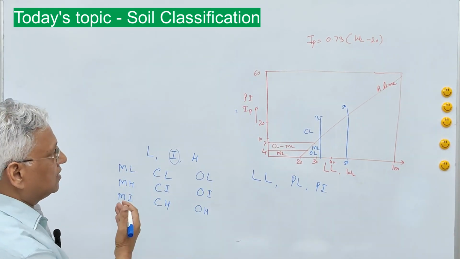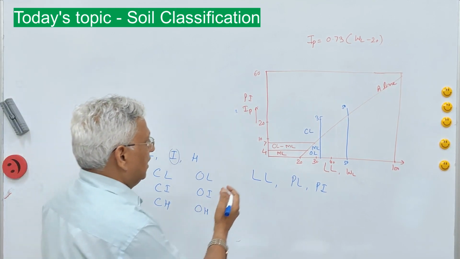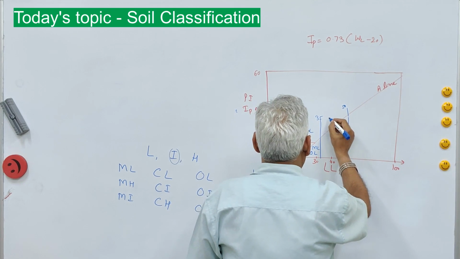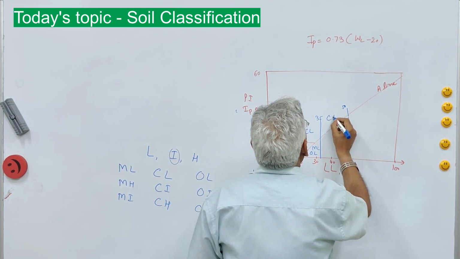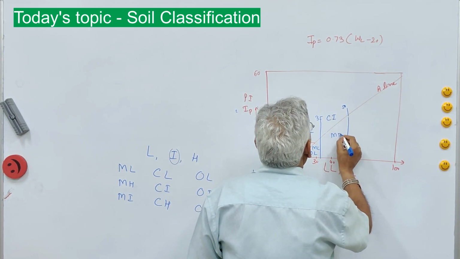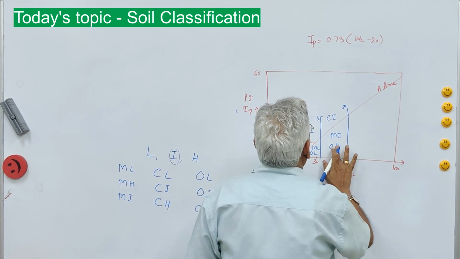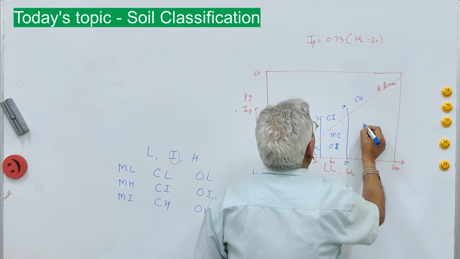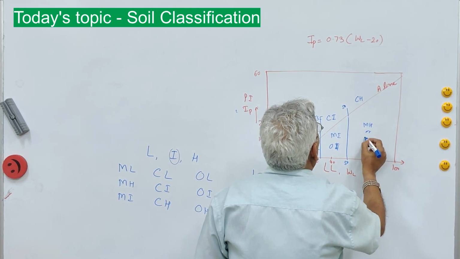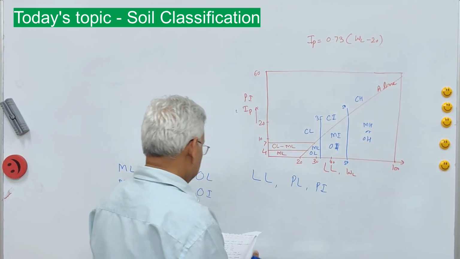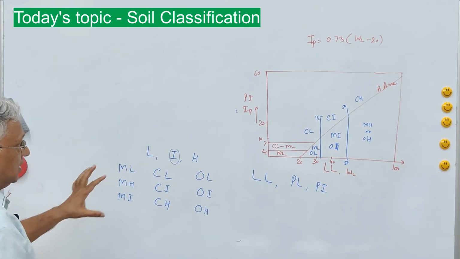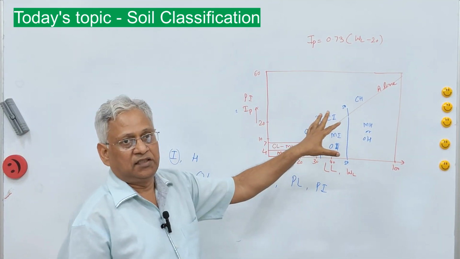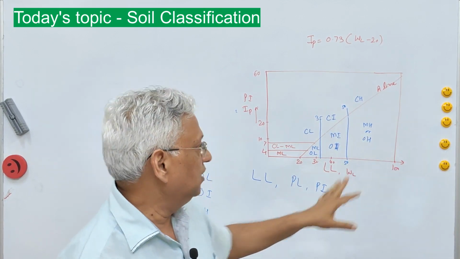If liquid limit is less than 35, and if it is 35 to 50, then this is the I group. So this will be CI, MI or OI. And here it is high compressibility, MH or OH. So see how these points are plotted, liquid limit and PI value on this plasticity chart, and accordingly you classify them.